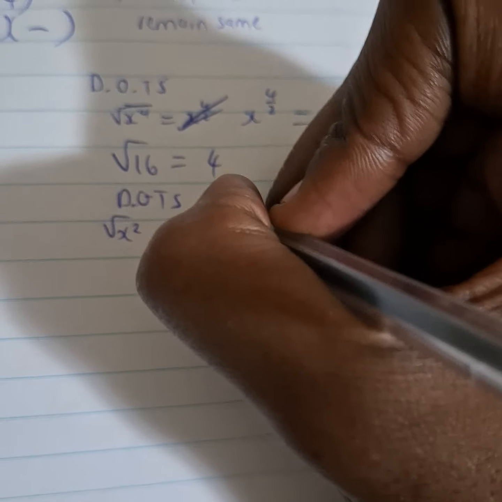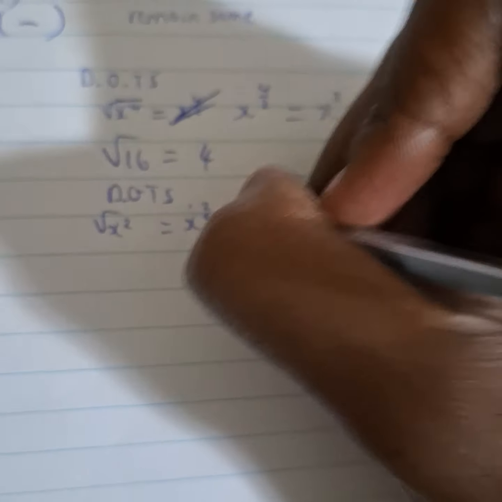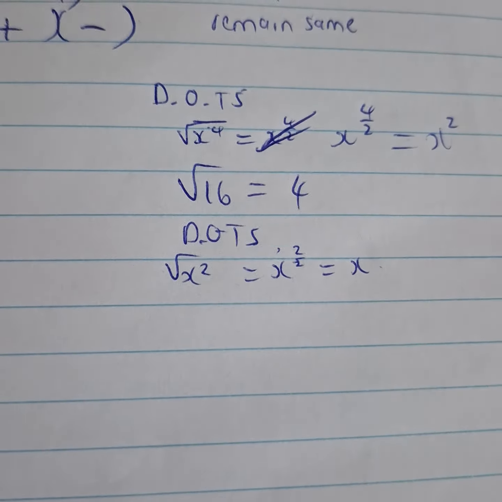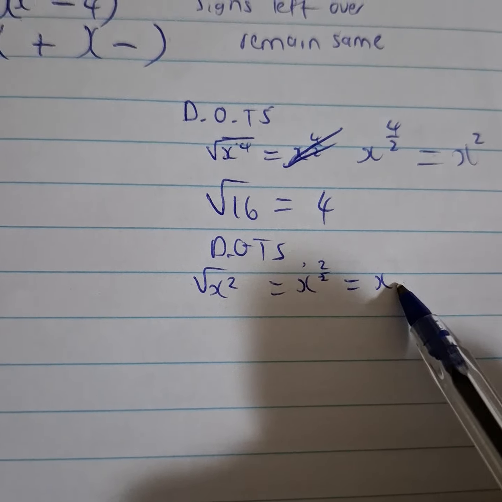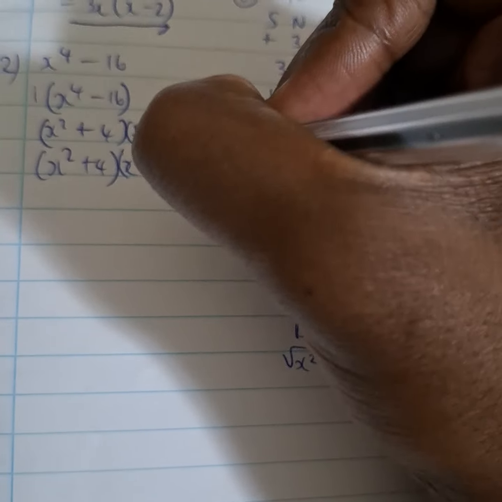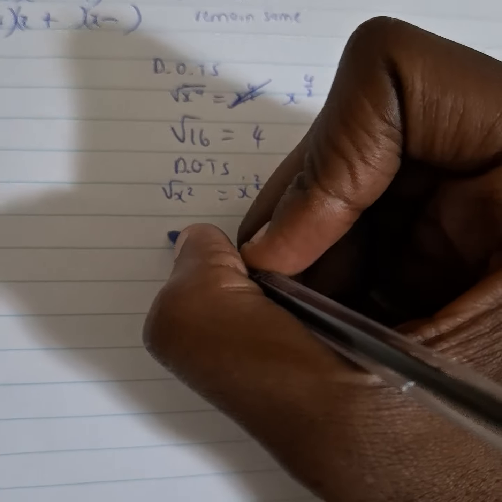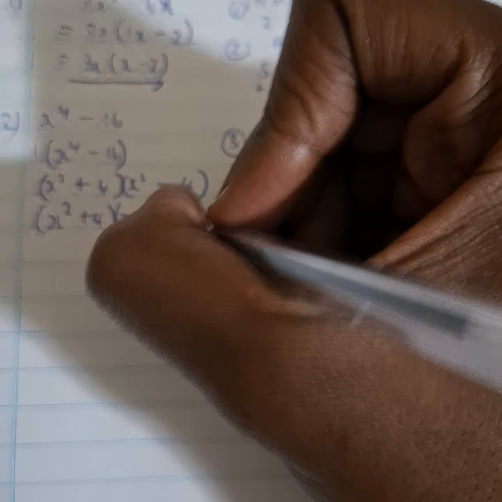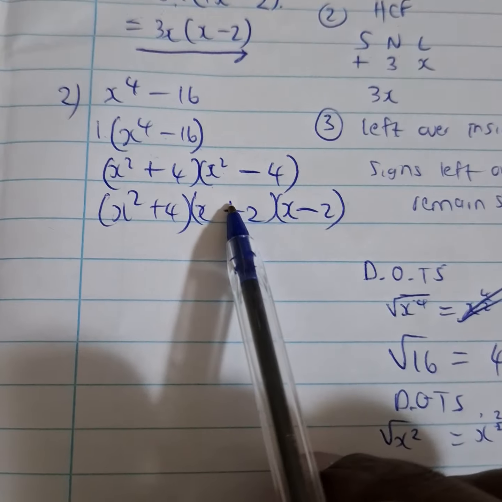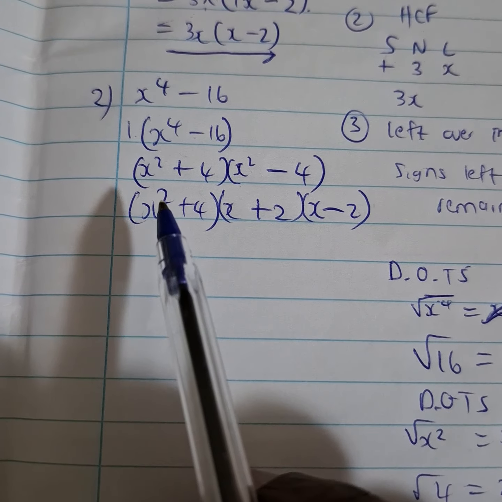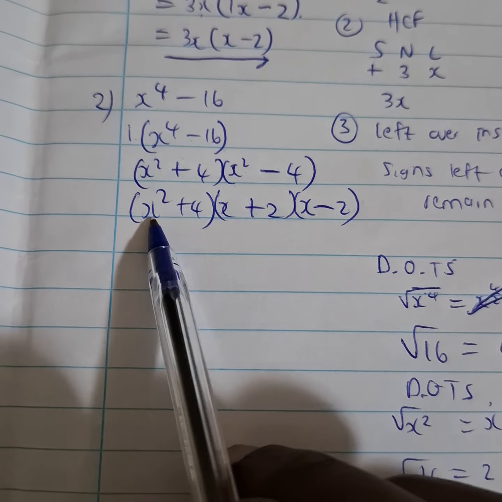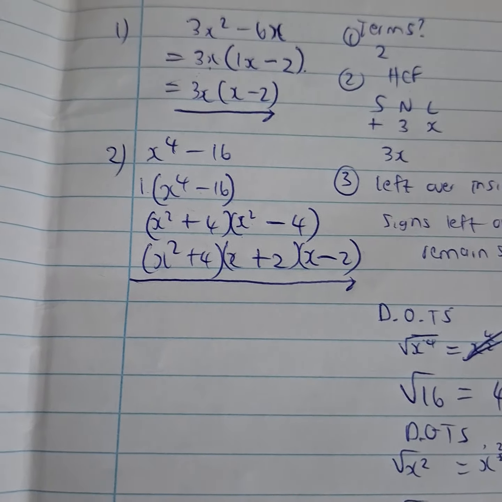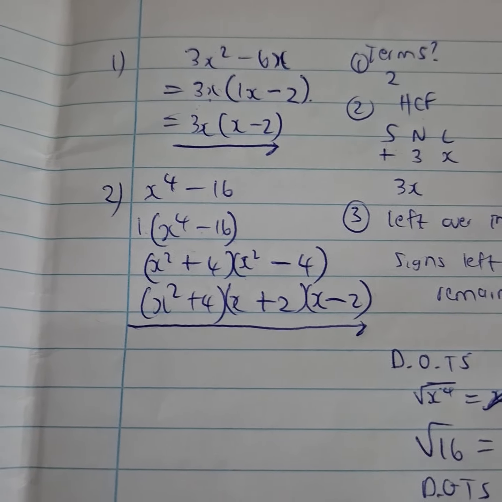So what is the square root of x squared? We know that's x to the power 2 divided by 2 when we remove the square root. So that gives us 2 divided by 2 is actually equal to 1 as an exponent. So we have x. So that's x and x. Then what's the square root of 4? Well, the square root of 4 is 2. So that places 2 and 2 in the two brackets. Now the question is, can we factorize any further with these brackets? And the answer is absolutely not. So we end that question answering it right there.